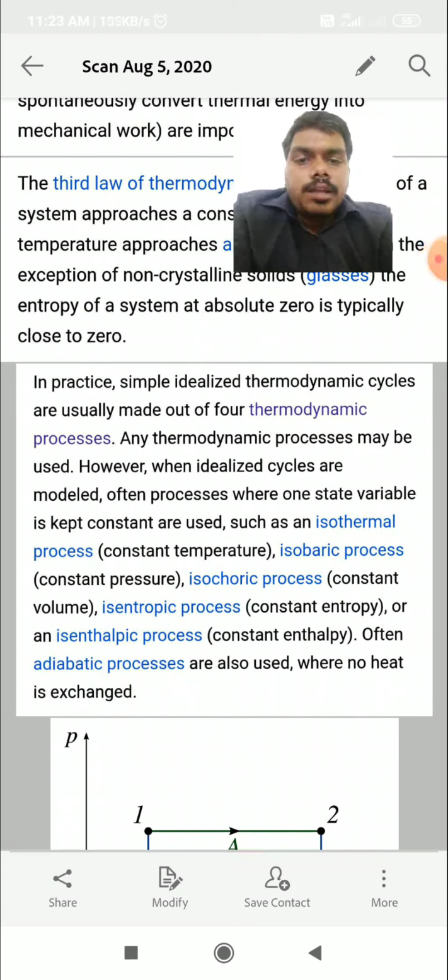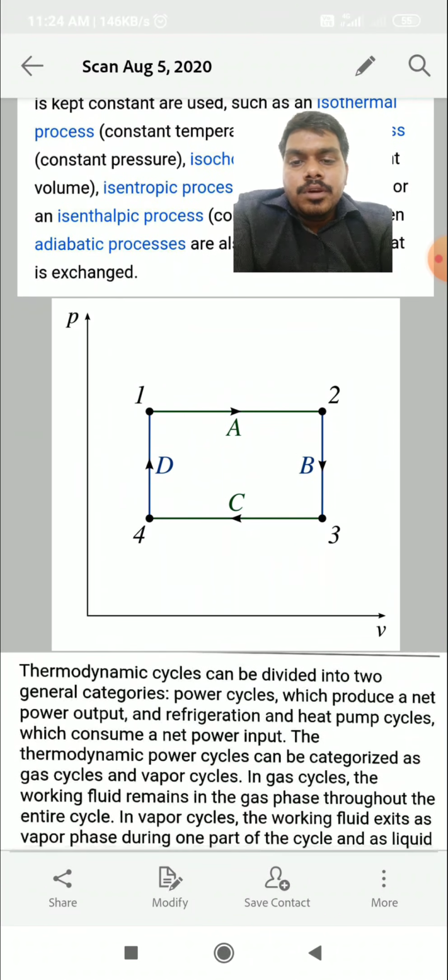However, when idealized cycles are modeled, often processes where one state variable is kept constant are used. Such as the isothermal process, in which temperature is constant. Isobaric process, in which pressure is constant. Isochoric process, in which volume is constant. Isentropic process, in which entropy is constant, or enthalpic process, constant enthalpy. These are the processes denoted by a, b, c, d.